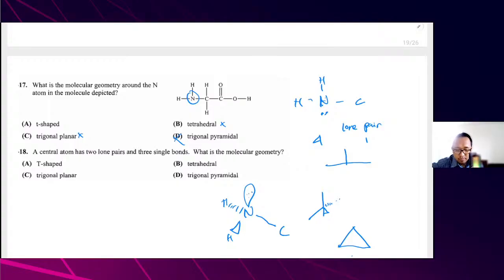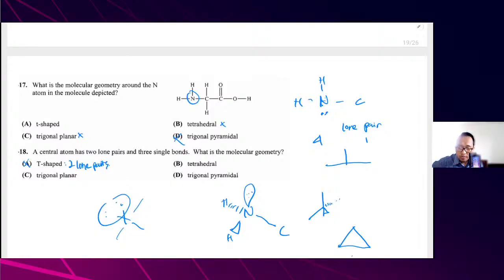A central atom has 2 lone pairs and 3 single bonds. Kind of like this. So what is the molecule? Yeah, this one is T shape. Just remember T shape has 2 lone pairs. That's great.